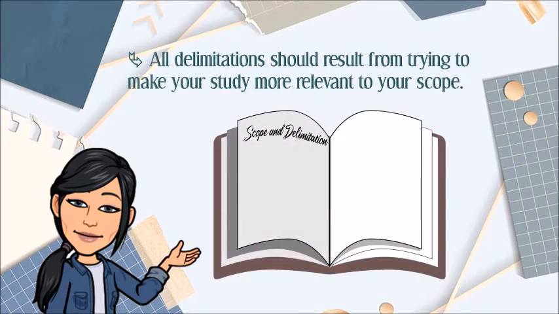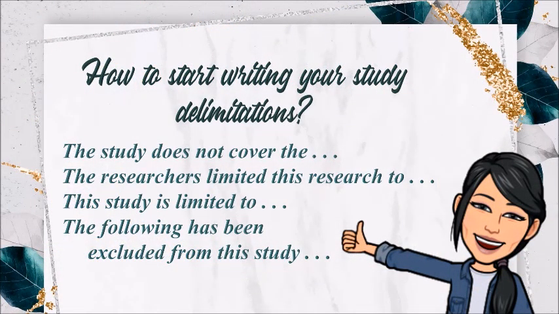Your reason should always be linked back to your research question, as all the limitations should result from trying to make your study more relevant to your scope. Therefore, the scope and the limitations are usually considered together when writing a paper. The following phrases can be used as an effective way to start writing your study delimitations.